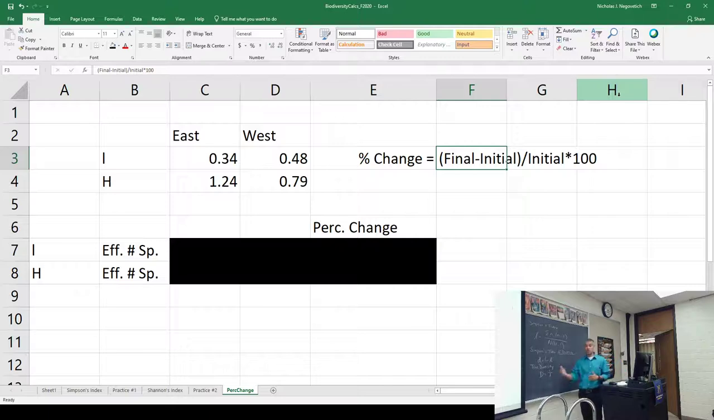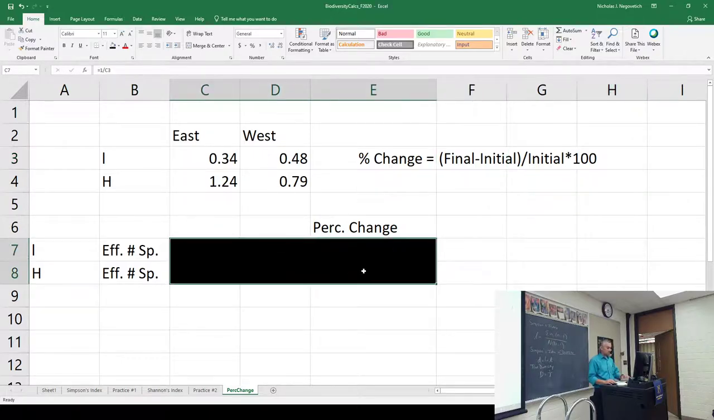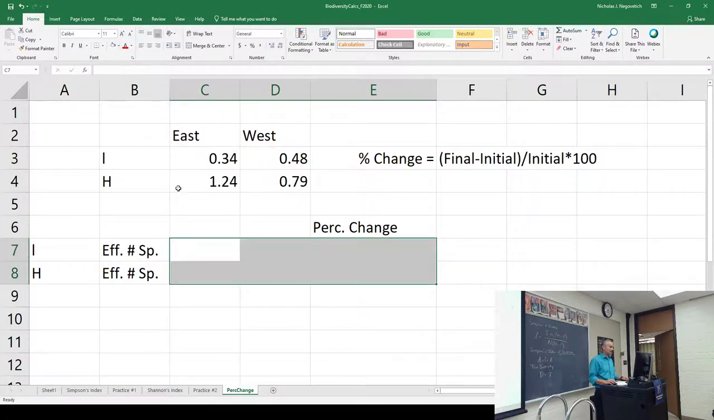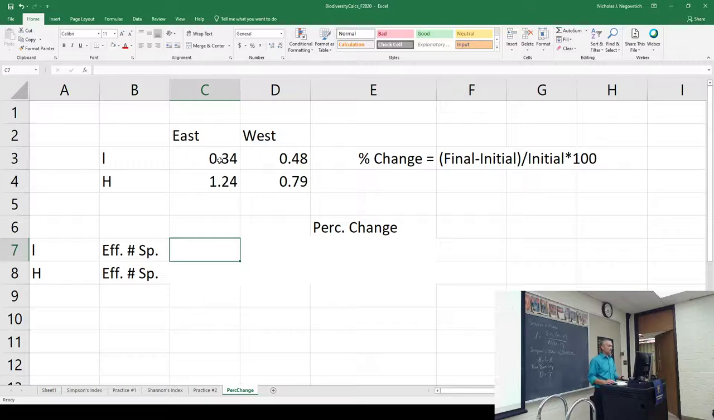This applies when we work on a linear scale, and it will give us how much more diverse something is. So we have our east and west quads. We'll delete those values, because we'll calculate them, by calculating our effective number of species. I'll start with Simpson's. The effective number of species for Simpson's is simply 1 divided by our value. So for a Simpson's index of 0.34, if we're 100% even, we expect to see 2.94 species. That's what we expect to see.